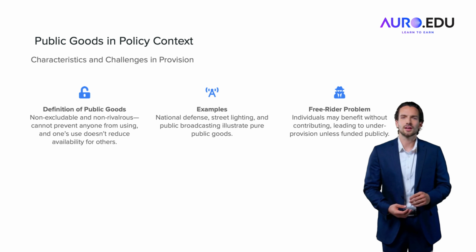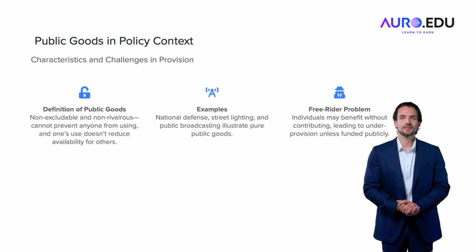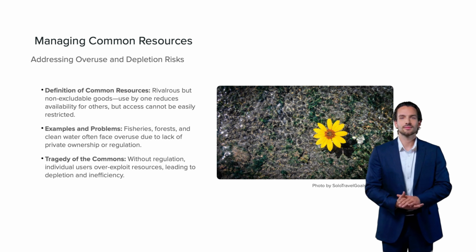Public goods in policy context. Public goods are non-excludable and non-rivalrous, meaning one person's consumption doesn't reduce availability for others, and it's difficult to prevent anyone from using them. Examples include national defense and public parks. Because markets may underprovide these goods, government provision is often necessary. Funding public goods typically involves taxation, and determining the optimal level of provision requires assessing societal needs and preferences.